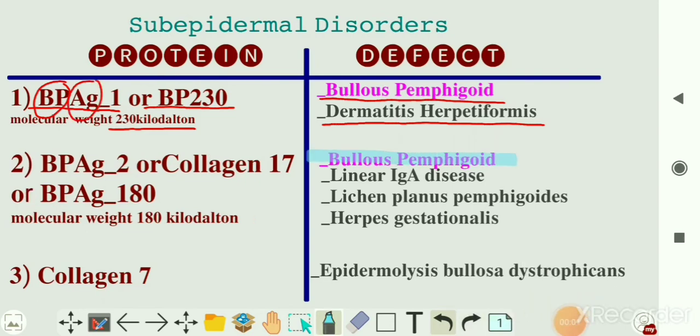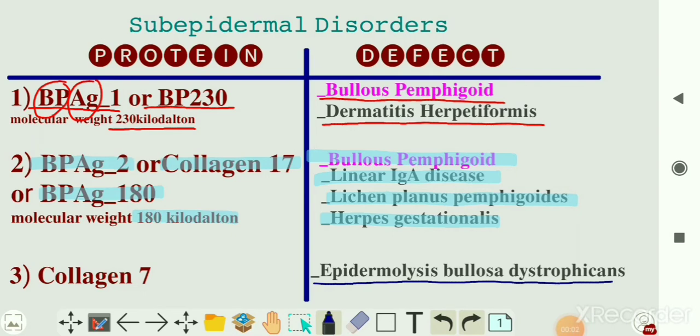Bullous pemphigoid, linear IgA disease, lichen planus pemphigoides, and herpes gestationis are due to defect in BPAG2 protein, which is also known as collagen 17 or BPAG180, because the molecular weight of BPAG2 is 180 kilodalton. That's why it is also known as BPAG180. Epidermolysis bullosa dystrophica is due to defect in collagen 7.